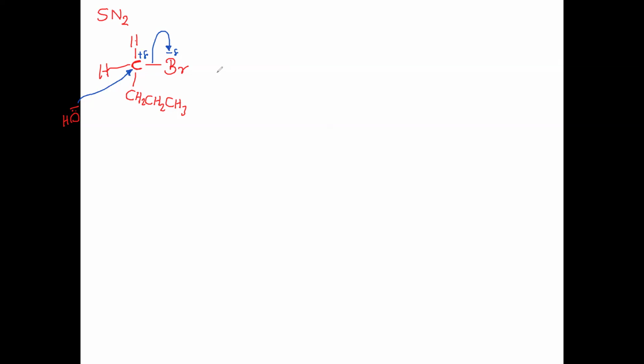And therefore what you get here is the carbon atom, now with the oxygen atom attached to it. The OH group is attached to it, and you have hydrogen, and this is CH2, CH2, CH3, and the bromine atom is gone as Br minus.